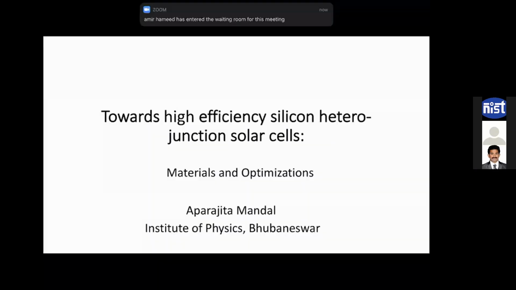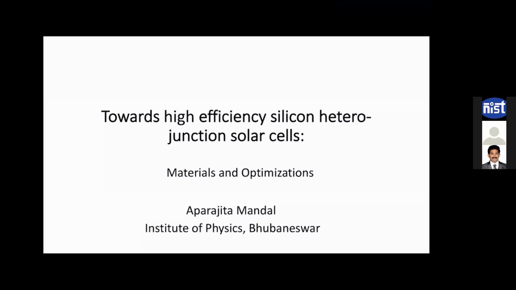Okay, so to continue with yesterday's talk, let us talk about high efficiency silicon heterojunction solar cells. How will you choose a crystalline silicon wafer or the heterojunction forming material if your aim is to get high efficiency? That is what I am going to talk about in this session.